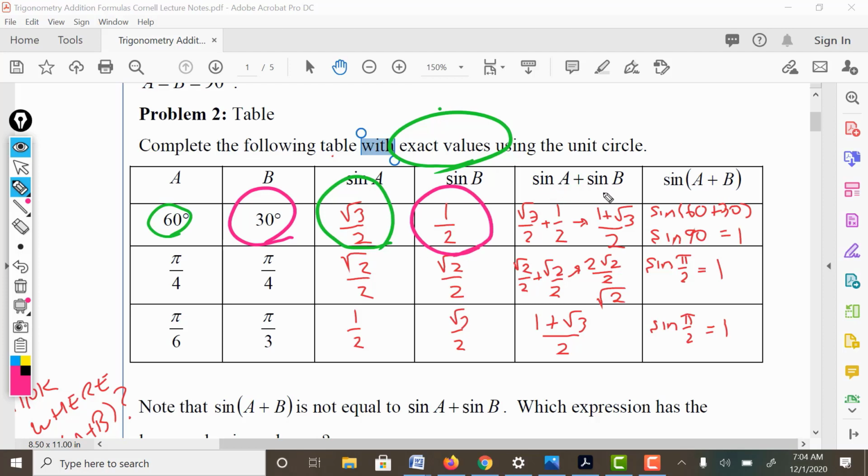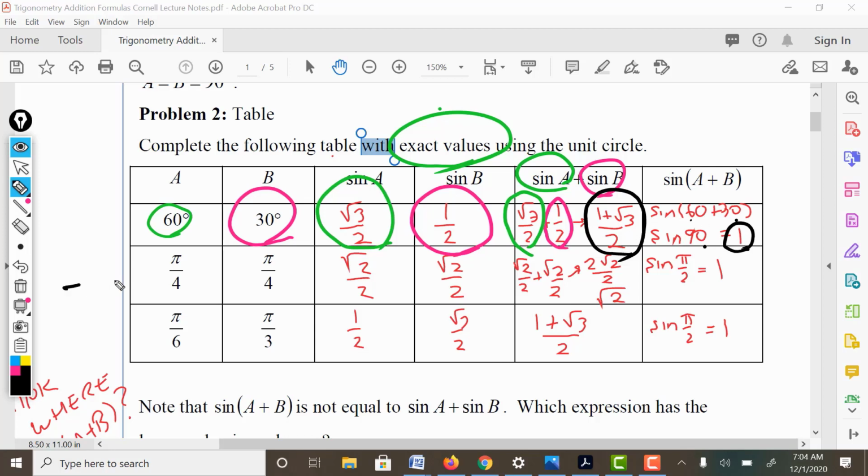Now, if we do sine of A plus sine of B, it is this setup right here. And we end up with a very weird fraction, 1 plus radical 3 over 2. However, if we were to take A plus B, that's 60 plus 30, we would get 90, and sine of 90 is equal to 1. So once again, notice that these numbers, 1 and 1 plus radical 3 over 2, are not the same answer.